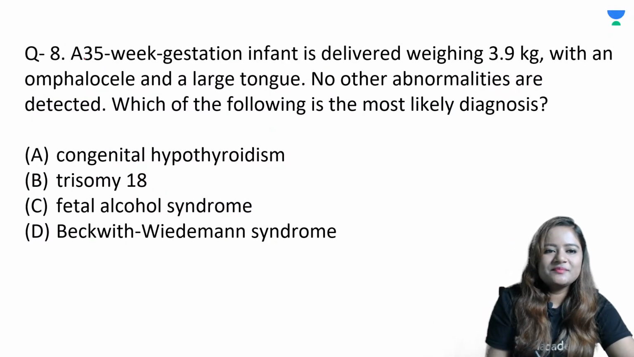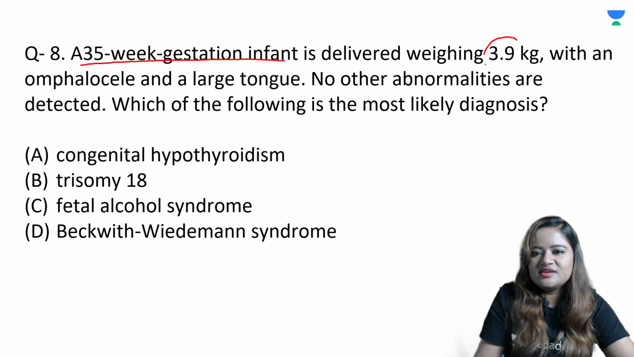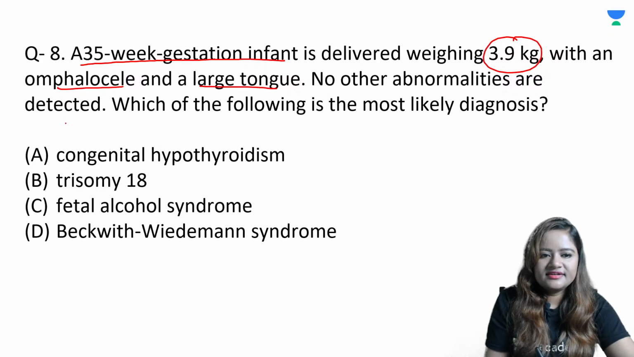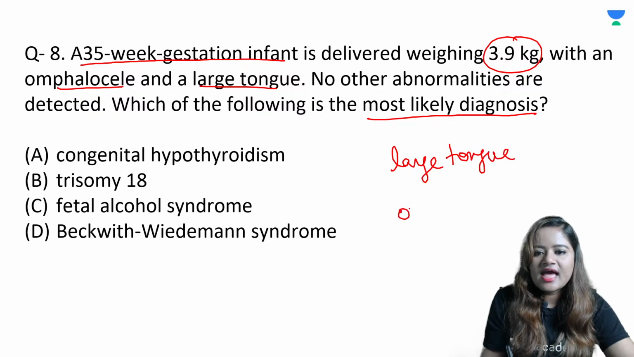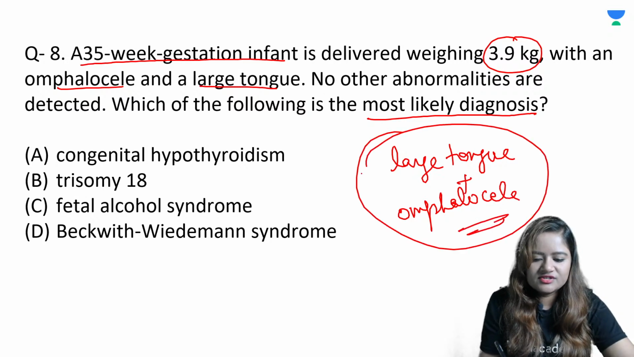Okay. Question number 8. A 35-week gestation infant is delivered weighing 3.9 kg with an omphalocele and a very large tongue. No other abnormalities are detected in the baby. Which is the most likely diagnosis? So a large tongue is a characteristic feature of one disease and omphalocele is also a characteristic feature of one disease. Combine both, then which syndrome does it fit into?